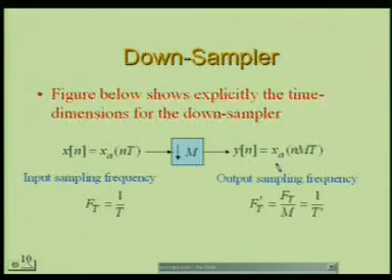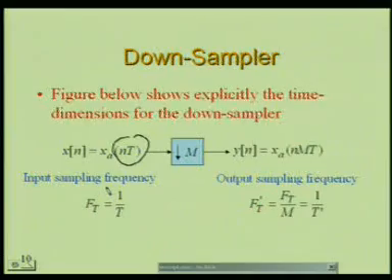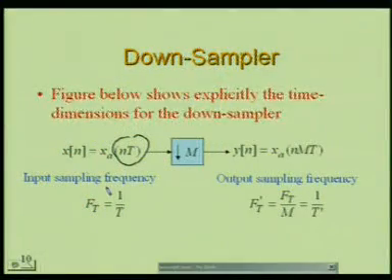x n is the input sequence. Basically, x n is a discrete sequence which can be obtained from the analog version, say x a t. t is replaced by n T. You know the discretization procedure. Let x n be the input to the downsampler, then the output is y n, which is again a discrete sequence and can be written like this: x a n M T.